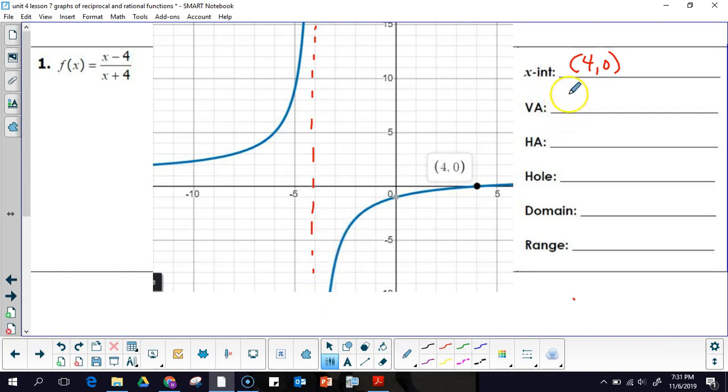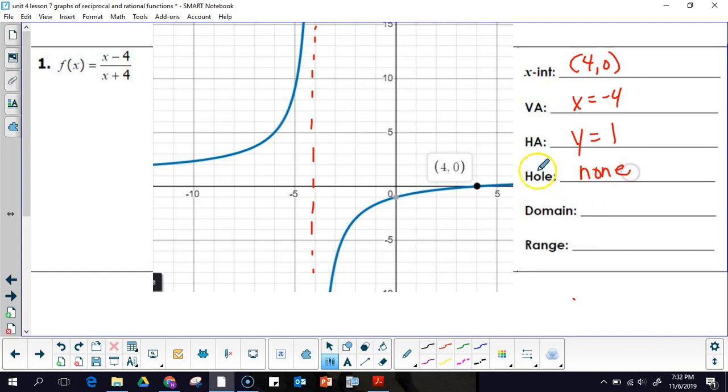So that would be -4. X equals -4. Horizontal asymptote is, again, it's hard to tell on this graph, but it's at y equals 1. Okay, there aren't any holes. I'm just going to tell you there's no holes.